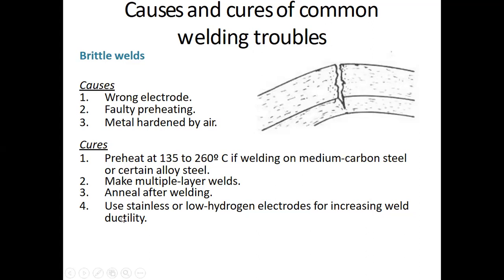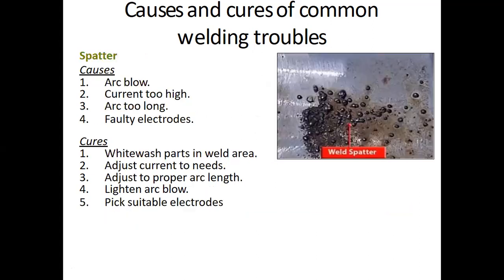Another thing is to use stainless or low hydrogen electrodes for increasing the weld ductility, right? If you want to increase the ductility, you can use either stainless or low hydrogen electrodes. Spatter. What is spatter? Basically, the weld metal which is melted is spattering, right? Throwing here and there.